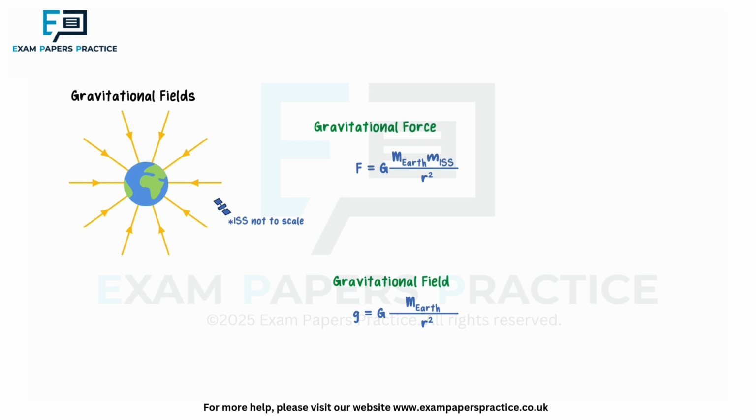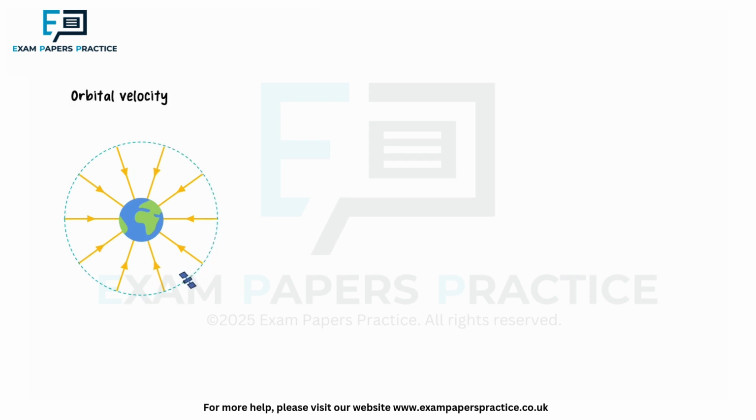Now that we have a clearer understanding of the distinction between gravitational fields and gravitational forces, we must ask, why doesn't the ISS or objects like the moon crash into Earth? Why doesn't the Earth crash into the sun? The answer is orbital velocity. Even though there is a gravitational pull towards Earth, orbiting objects such as the ISS or the moon have a high enough tangential velocity that they do not crash into Earth.